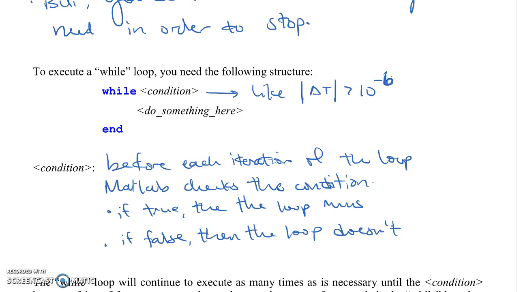Okay, so initially, of course, you usually write it so that the condition is true in the beginning. So you go through the loop a certain number of times, and then as soon as the condition is not met anymore, MATLAB stops running through the loop and continues on with the code that happens after the word end.